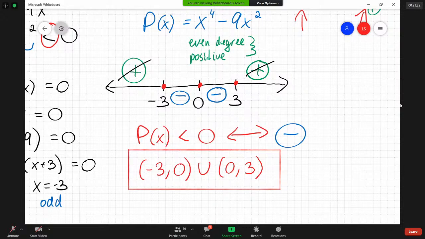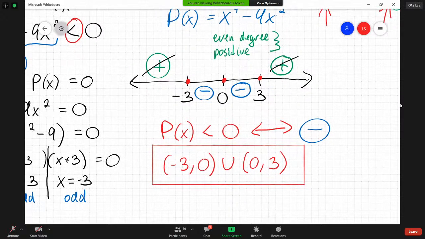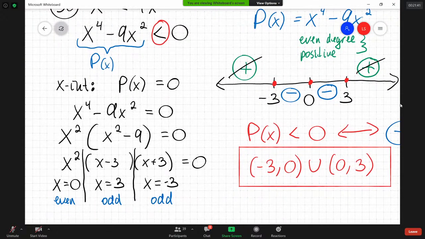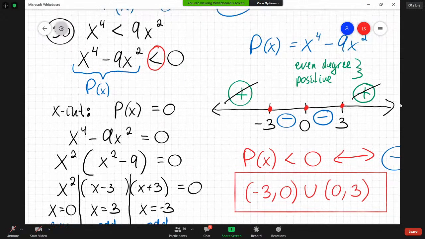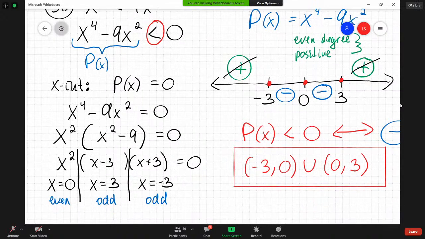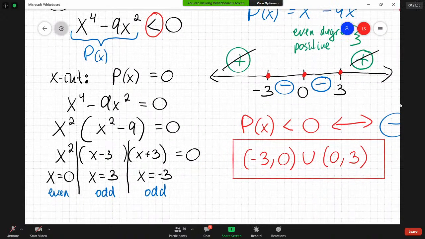So it's pretty cool. Well, to me, it seems pretty cool that we can now use these multiplicities and end behaviors to save some time, not have to plug in a point for every region. And that saves us a little bit of time. But again, if you have enough time on your quiz or on your exam and you want to make sure, you can always plug in points on the regions and make sure you have the correct ones. Let's do this as part B as well.